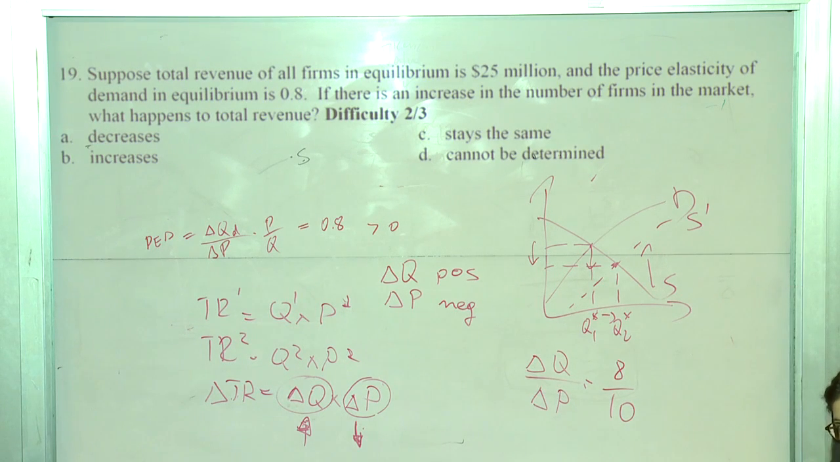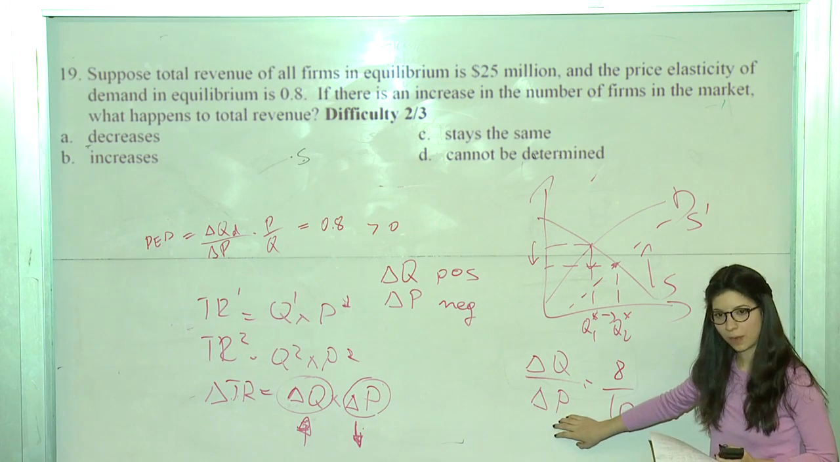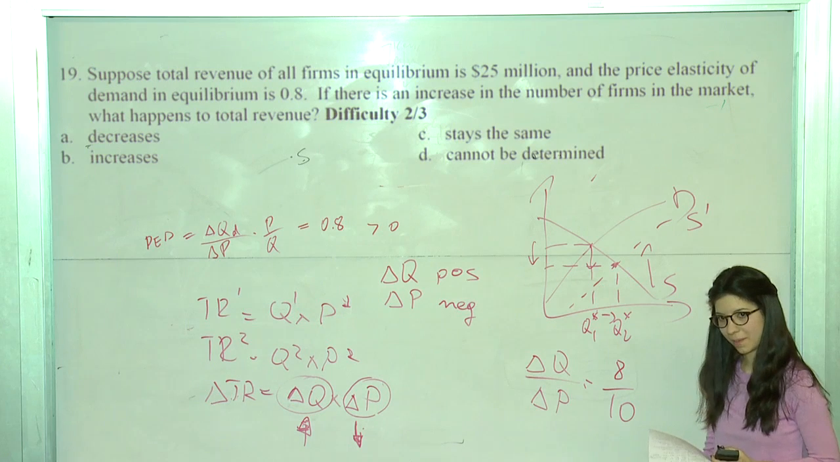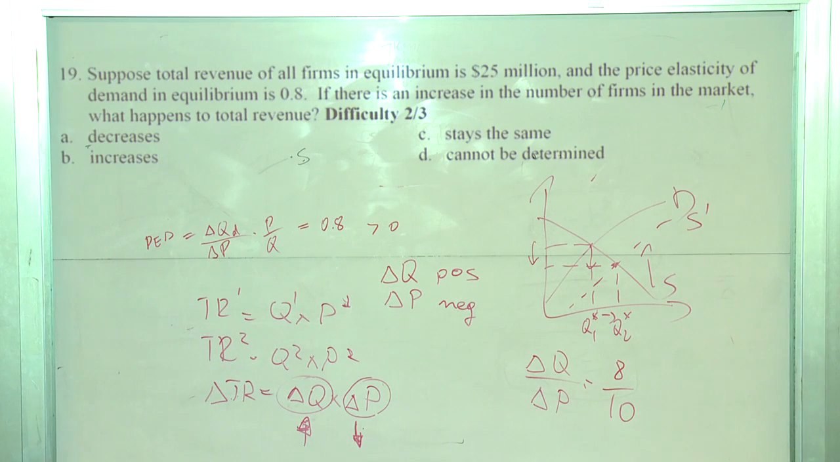Elasticity would be over 1. It would increase the revenue. Right, so if it were over 1, it would basically mean that the decrease in the price would be smaller than the increase in the quantity. Any other questions? All right.